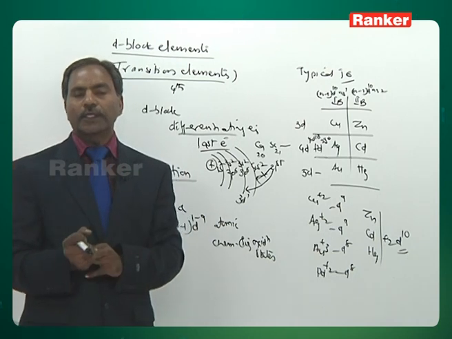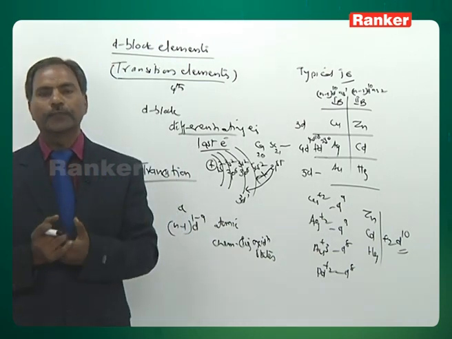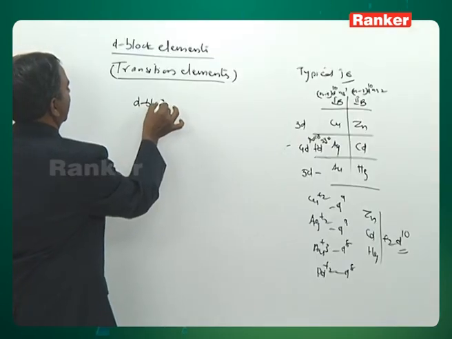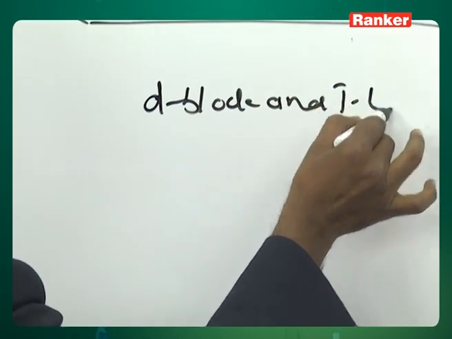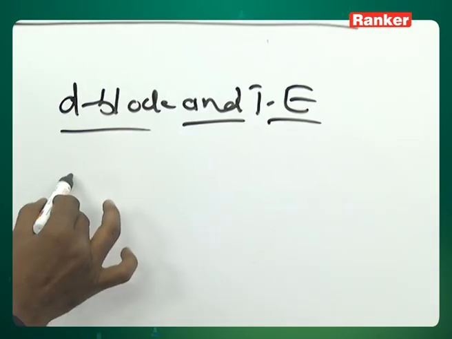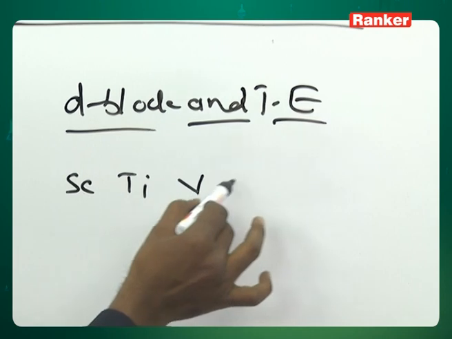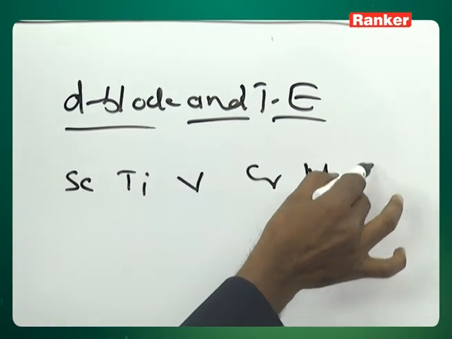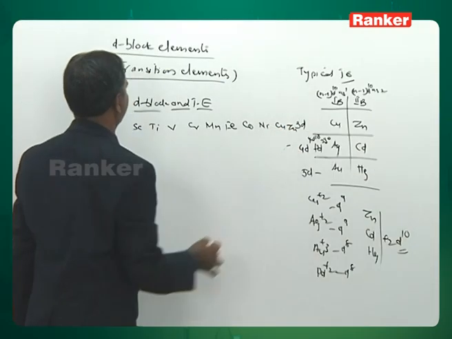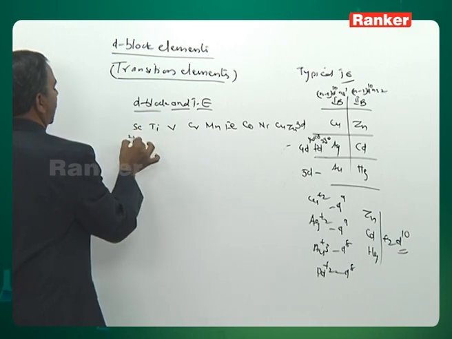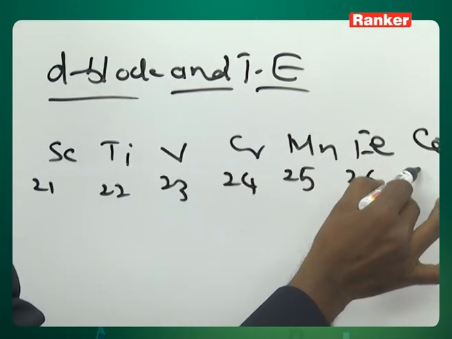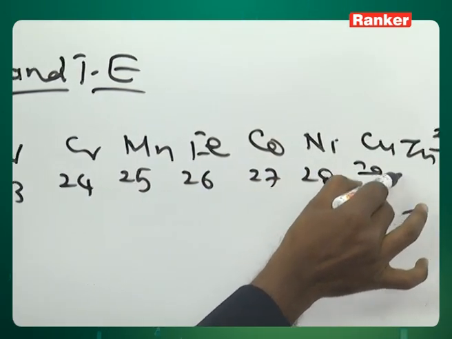Let me show what is the relationship between d block and transition elements. Now, consider scandium, titanium, vanadium, chromium, manganese, iron, cobalt, nickel, copper, zinc. You know the atomic numbers: 21, 22, 23, 24, 25, 26, 27, 28, 29, 30.